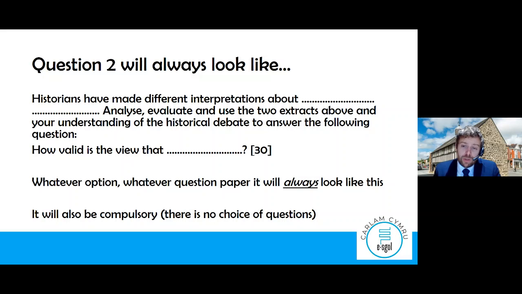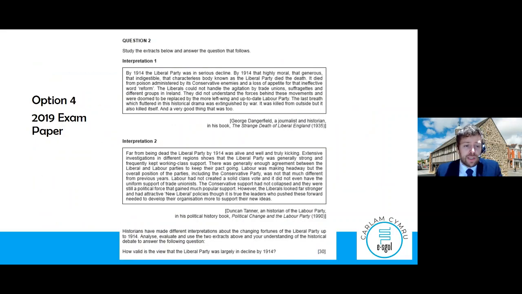It will also, unfortunately, be compulsory. There's no choice, but nonetheless, you're getting a good heads up here. So let's prove that, right? This is the option 4 exam from 2019. You've got the two interpretations there, and then the question.